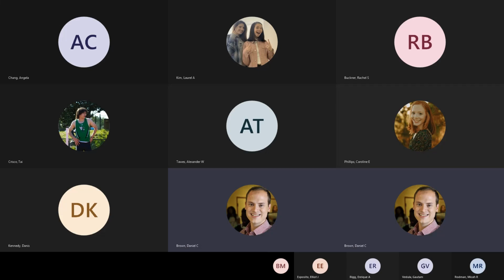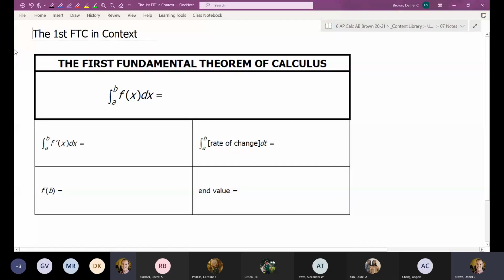So we talked about this yesterday. We already know what the first fundamental theorem of calculus is. We know that when we integrate the function f of x, that is going to give you the antiderivative. And then we're going to plug in the top number minus plugging in the bottom number. And that is the first FTC. That is how we evaluate a definite integral.